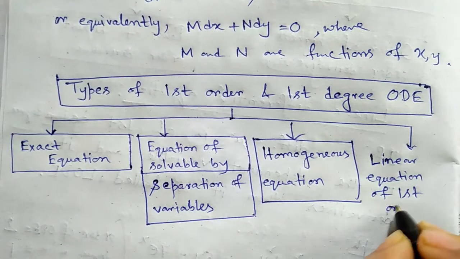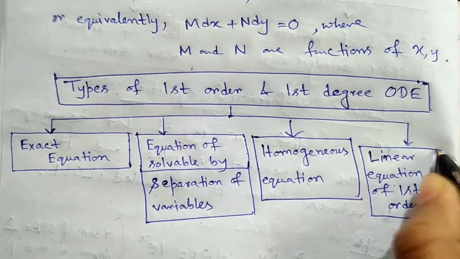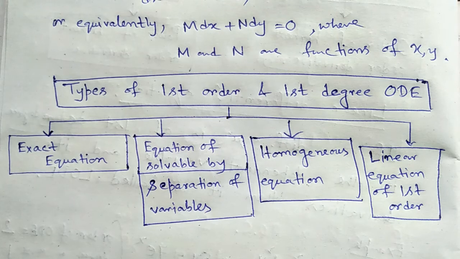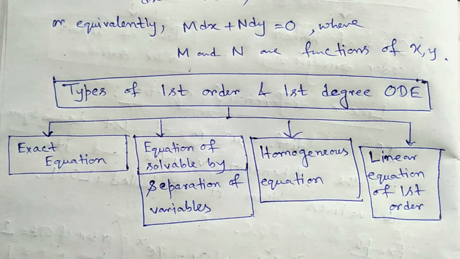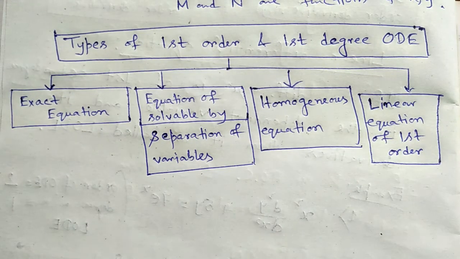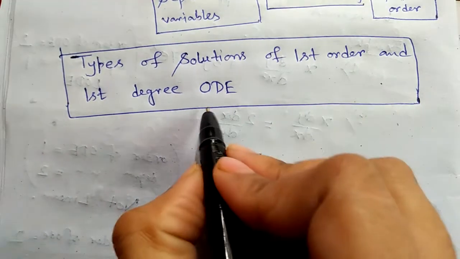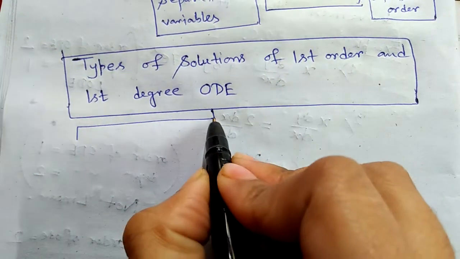Okay, linear equation of first order. I am not writing first degree because linearity means the ODE must be of first degree. So these are the four types of first order first degree ODE. Next we come to the types of solutions of first order first degree ODE. There are three types of solutions.